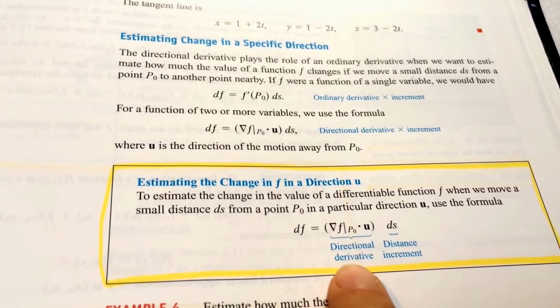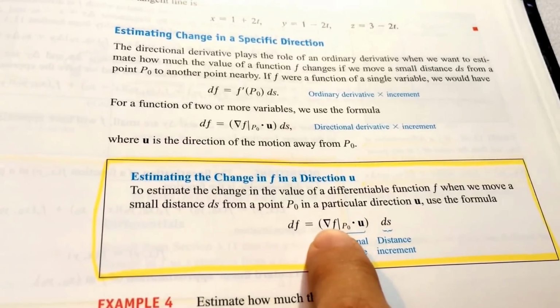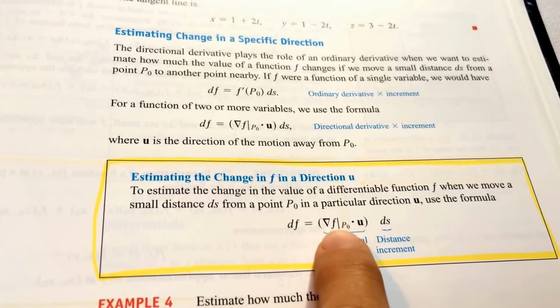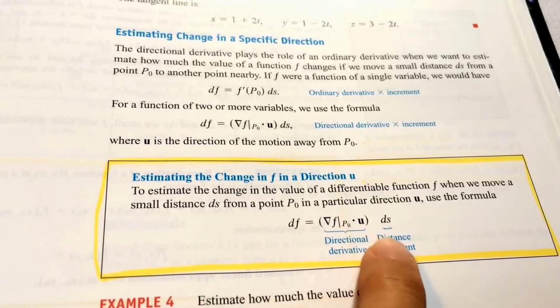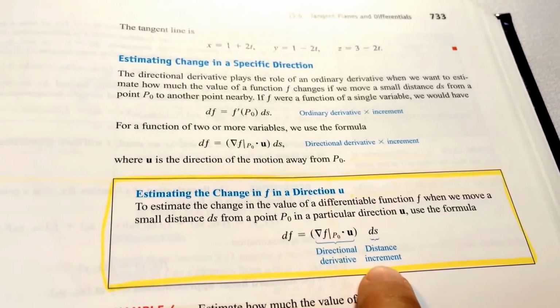But notice here you're using a directional derivative, so that vector needs to be a unit vector, and you're going to do what we were doing before for the directional derivative, the gradient vector dotted into the unit vector, and then you're just going to multiply times this distance increment, this small distance, again, they'll give it to you.